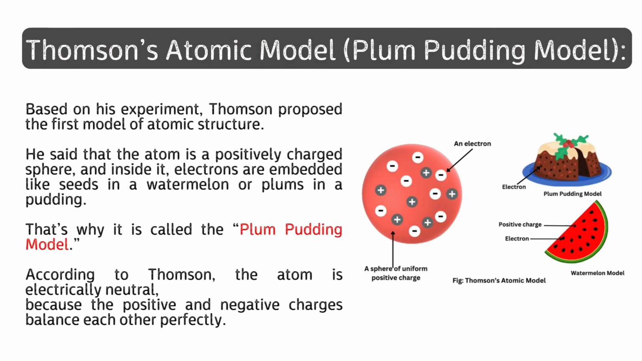Based on his experiment, Thomson proposed the first model of atomic structure. He said that the atom is a positively charged sphere, and inside it, electrons are embedded like seeds in a watermelon or plums in a pudding. That's why it is called the Plum Pudding Model. According to Thomson, the atom is electrically neutral, because the positive and negative charges balance each other perfectly.